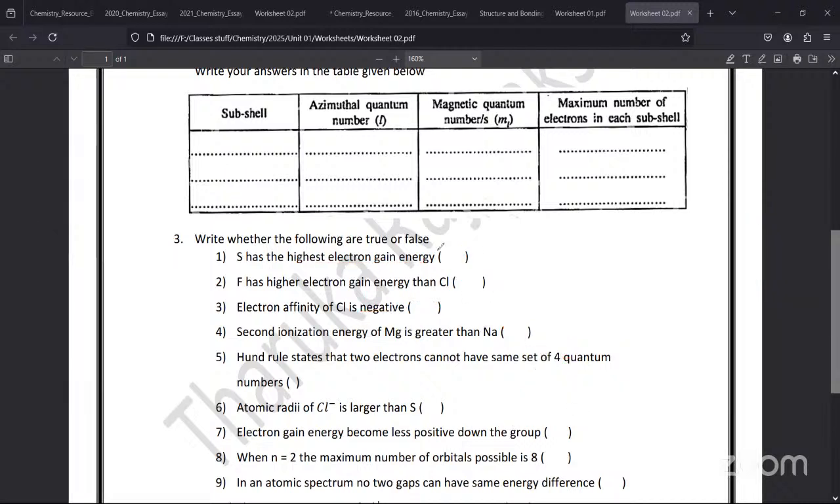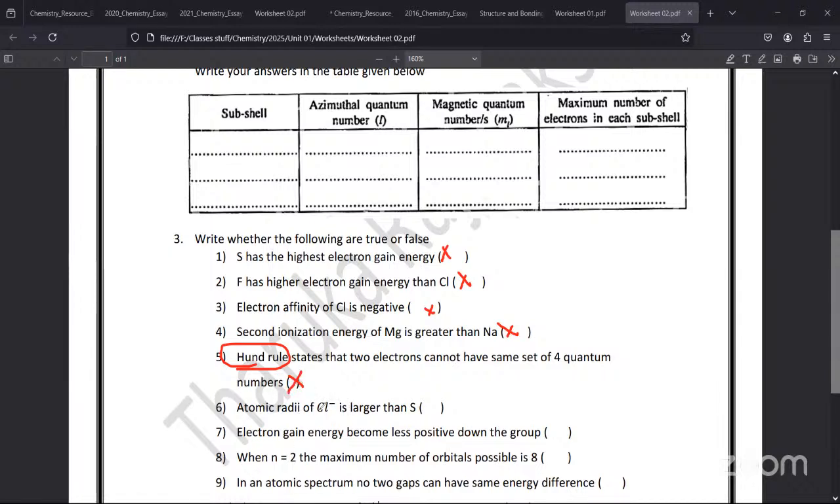So here, wrong. Fifth statement. Hund's rule states that two electrons cannot have the same set of four quantum numbers. Is it Hund's rule? No, that is the Pauli exclusion principle. So this one is also wrong.